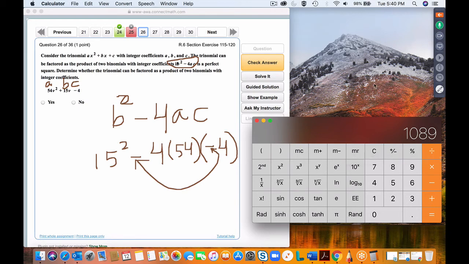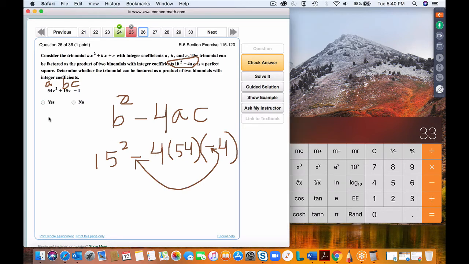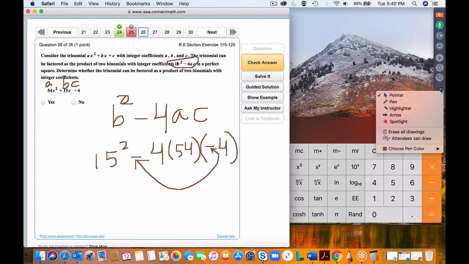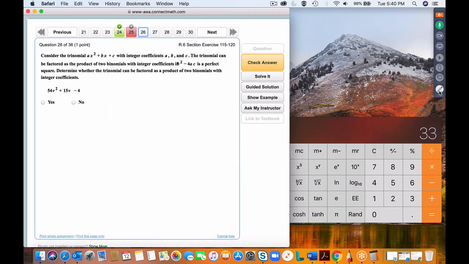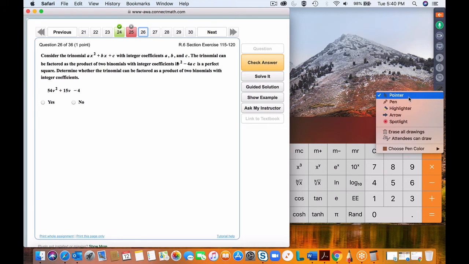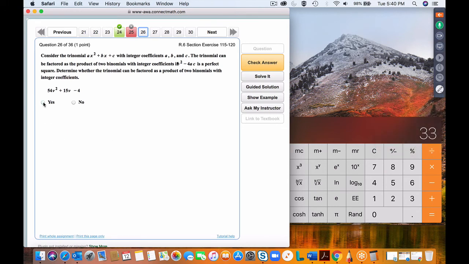But once you have the 1089, then you do a square root right here. And you find that it's a whole number, 33. If it is a whole number, then you say yes. If it is a decimal number, then you say no. In this case, it is a whole number, so we say yes. And it has to be positive for that one.